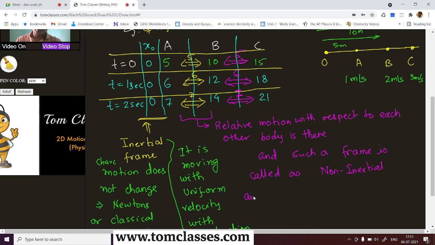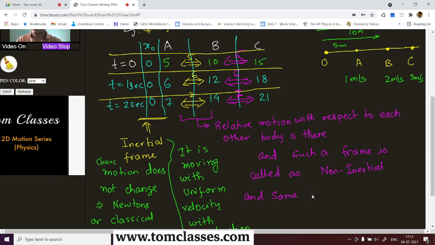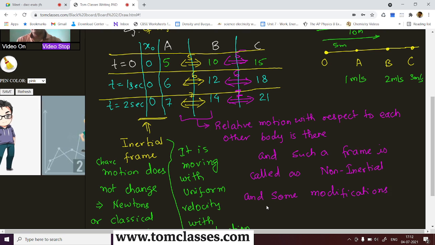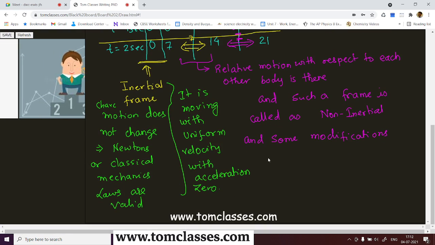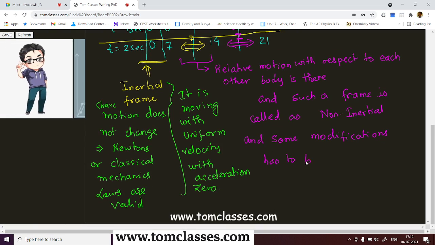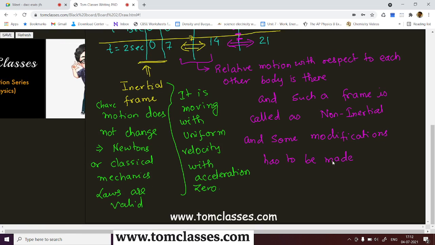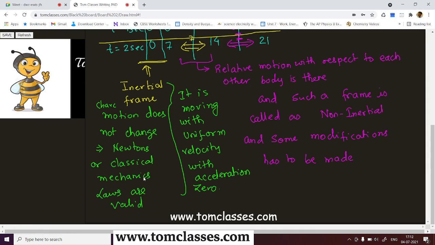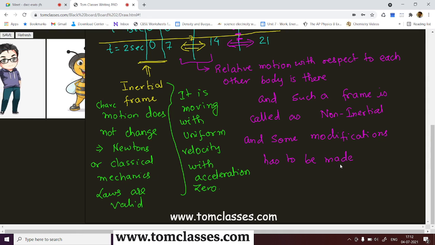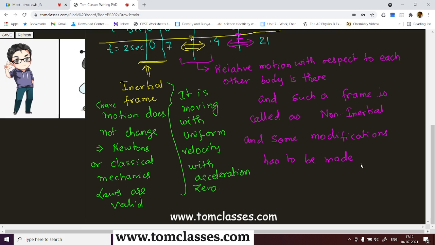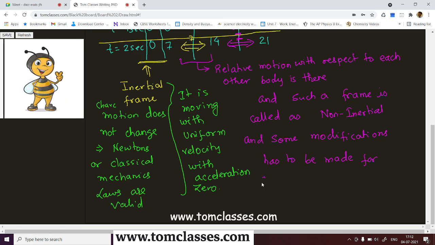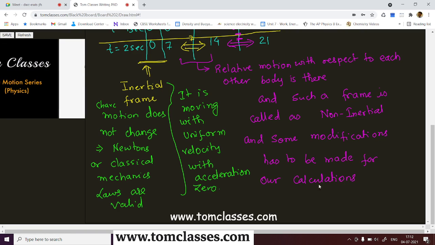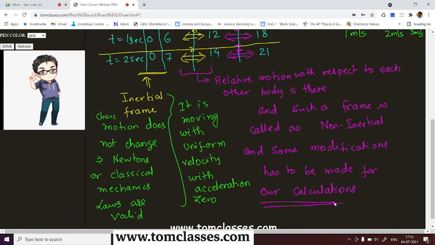Some modifications have to be made. In classical mechanics, the formulas S is equal to ut plus half at square, and v is equal to u plus at, need some modification for our calculations. Okay, so that is what it is.